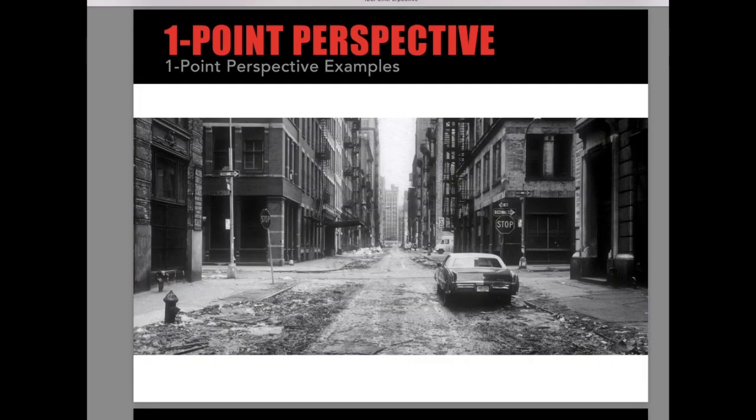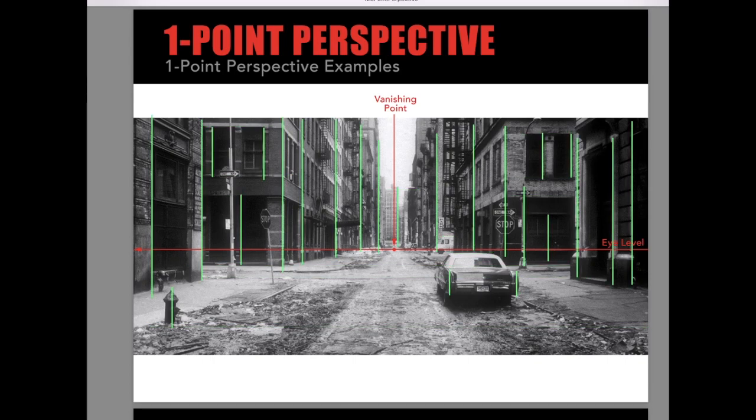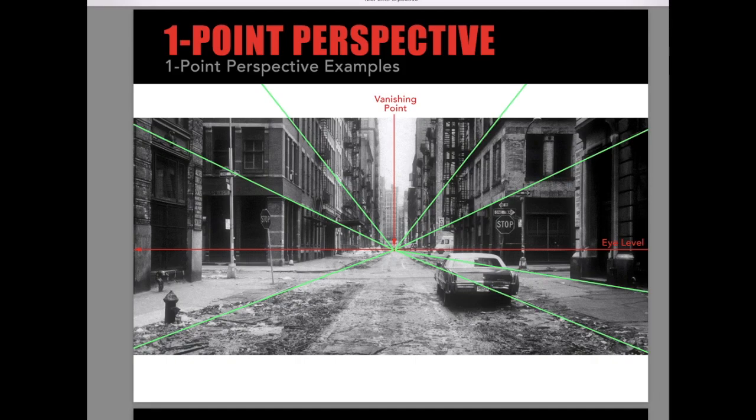Okay, here's another example of 1-point perspective. One single vanishing point on the eye level line. Horizontal lines are parallel to the eye level line. Vertical lines are perpendicular to the eye level line. And the converging lines all meet at one single vanishing point.